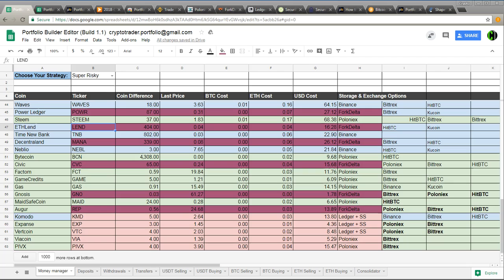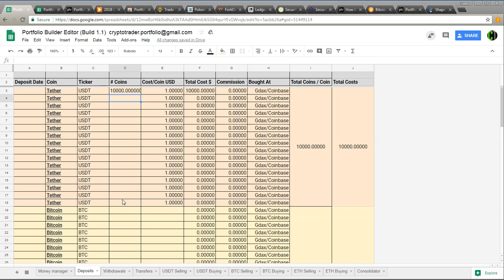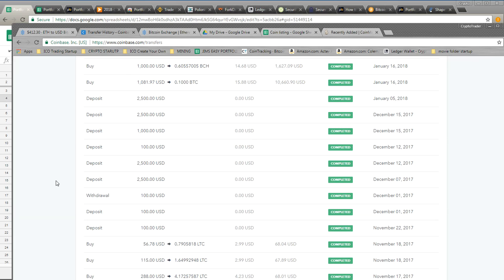So now what I'd like to do is walk you through all the tabs and start teaching you how to fill out the spreadsheet so that you can start building your portfolio. Let's start off with the deposit tab. So a deposit is counted as US dollars, or whichever currency pair you're starting with, and we will be adding different pairs besides USD, and we're converting our fiat money into cryptocurrencies.